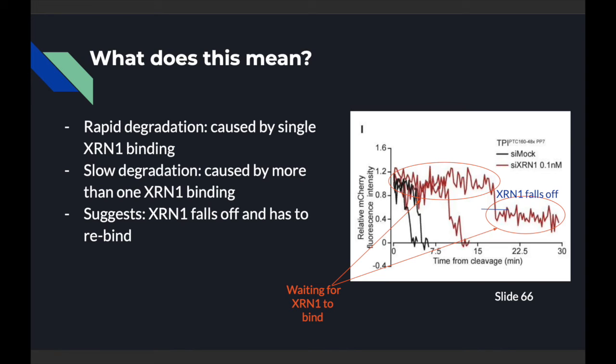This suggests the increase in decay time is not from reduced efficiency of XRN1, but is because the XRN1 molecule fell off of the mRNA and then had to wait for another one to rebind. They assume this is because XRN1 degrades much faster than the ribosome can leave and is knocked off as a result.